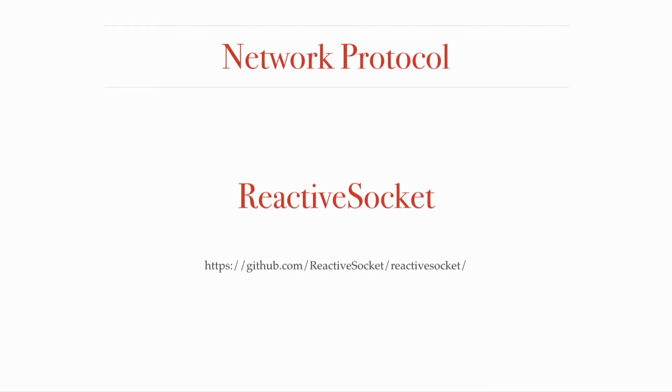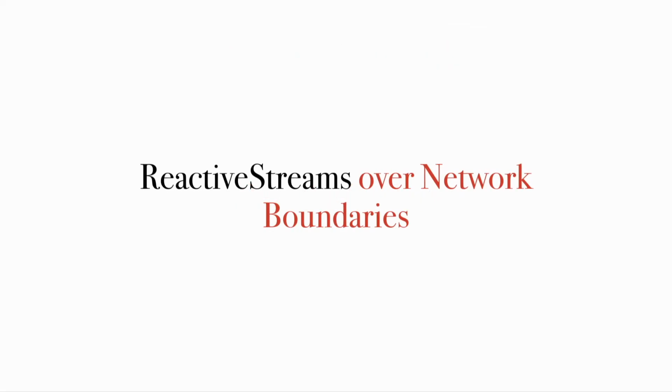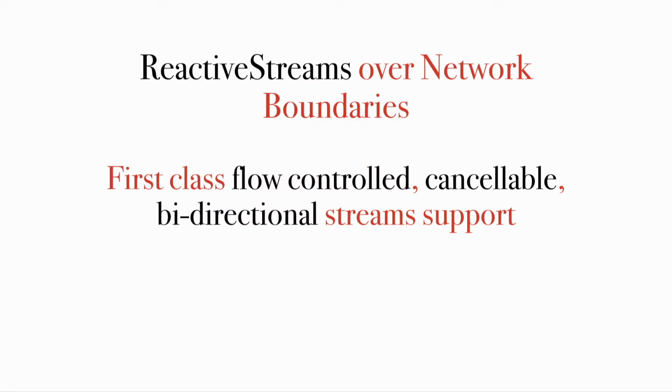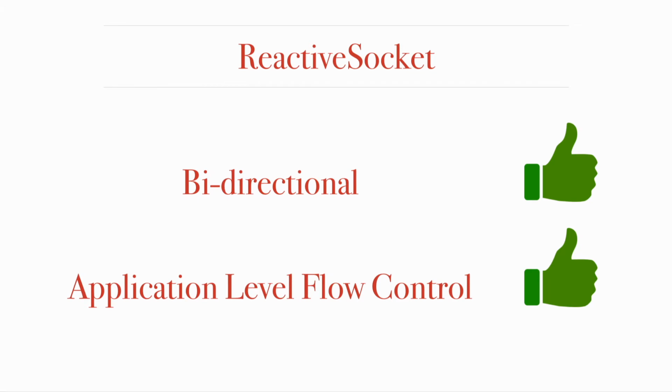That's precisely the reason we started this network protocol inside Netflix, which is called Reactive Socket. It is open source. It's created in open source and worked upon in open source. You can find it on GitHub, Reactive Socket. Its primary motive is to have a reactive streams abstraction over network boundaries, which is essentially what we want. And since it's giving you reactive streams abstraction, it is providing you first-class flow control, cancelable, bidirectional stream support. You can run Reactive Socket over TCP, HTTP 2, WebSockets, anywhere, but it provides you reactive stream semantics on top of it. So as a protocol, it supports bidirectional application-level flow control, so it's kind of an ideal model in which, if you were to establish a streaming model for your request processing, you can get to Reactive Socket.